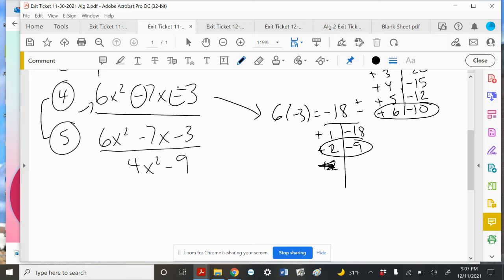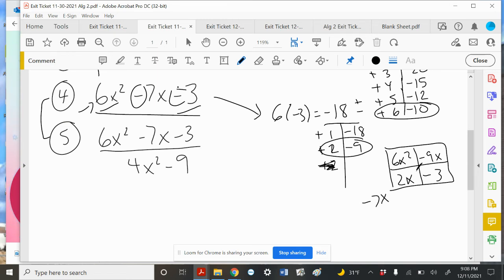However, I have a number in front. When I have a number in front, I have to go directly to the box method. So I'm going to put in my 6x squared, which comes from here. I'm going to put in my negative 3, which comes from here. And then I'm going to put these two numbers in the other boxes. So I'm going to have 2x and negative 9x. And it does not matter where they go. The only thing that's important is that these diagonals have to add up to negative 7x, which they do. Okay, so we can see that.